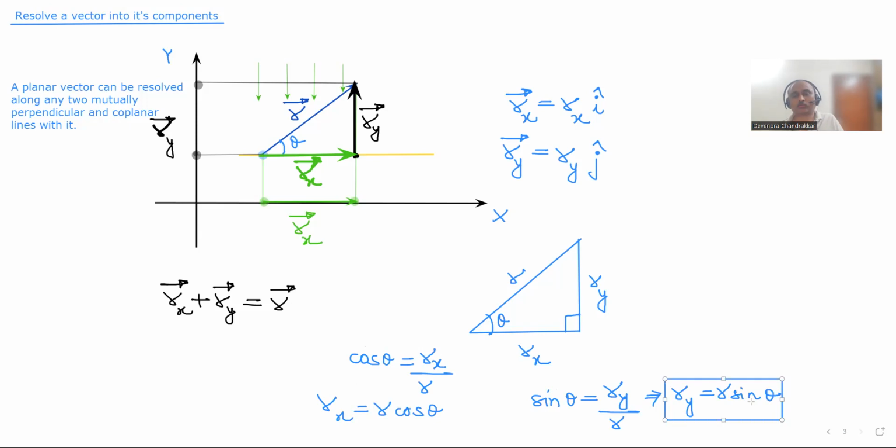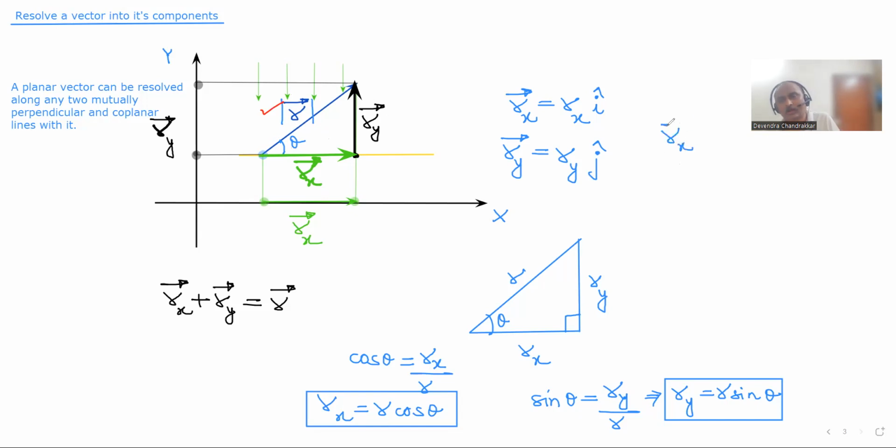Now, what have we achieved from here? Pay attention. If we know the magnitude of vector R and its direction, we can write its components like this: R cos theta and R sin theta. Its components along the x-axis and y-axis are given as R cos theta and R sin theta. I hope all of you understood it.